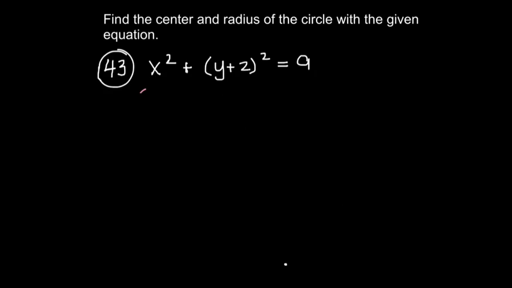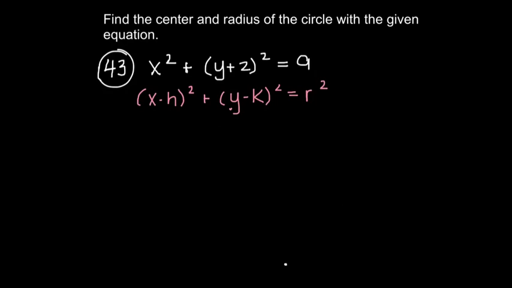If we recall, the equation of a circle is (x minus h) quantity squared plus (y minus k) quantity squared equals r squared. This tells us that the center can be found by looking at whatever is being subtracted from the x and from the y.